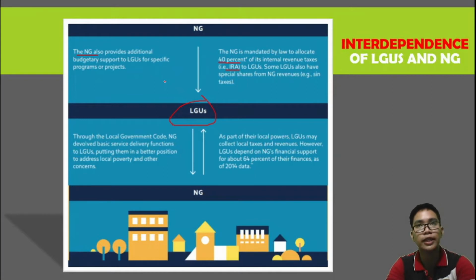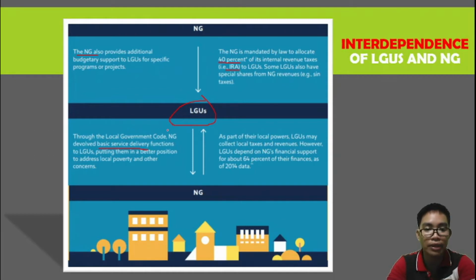So, another thing is yung mga shares ng LGUs from national government in terms of special laws. For example, yung mga sin taxes, di ba? So, another is the local government. Through the local government code, the national government devolve basic services. So, mamaya pag-usapan natin yung devolution na tinatawag natin. So, devolve basic service delivery functions to LGUs. So, delegate na or binigay na sa mga LGUs yung kakayahan para i-manage or magkaroon ng authority over the delivery of basic services.